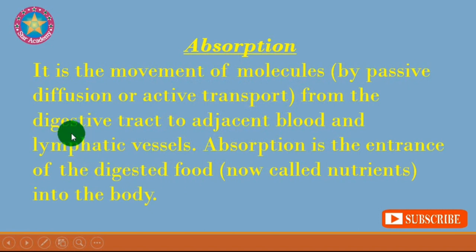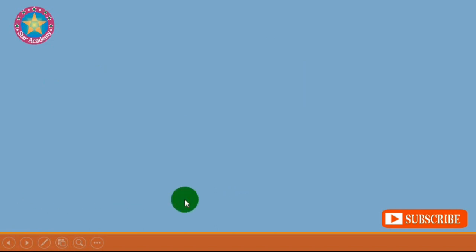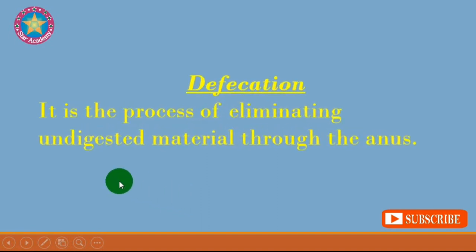Absorption. It is the movement of molecules by passive diffusion or active transport from the digestive tract to adjacent blood and lymphatic vessels. Absorption is the entrance of digested food, now called nutrients, into the body. Defecation. It is the process of eliminating undigested material through the anus.